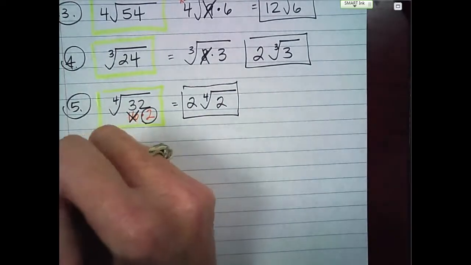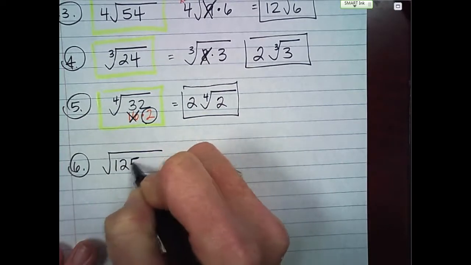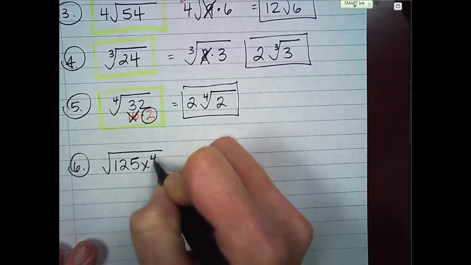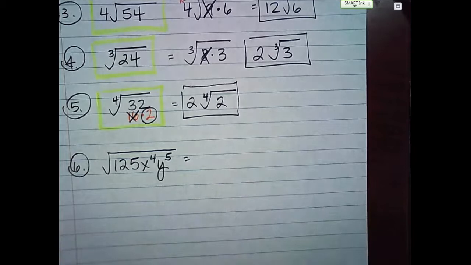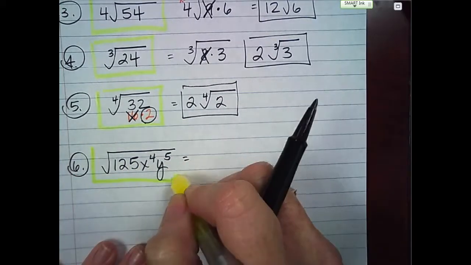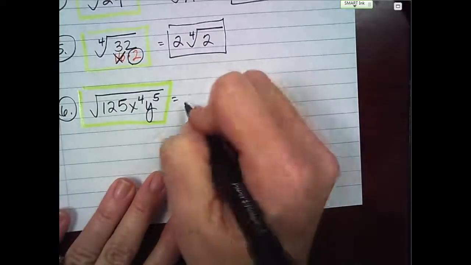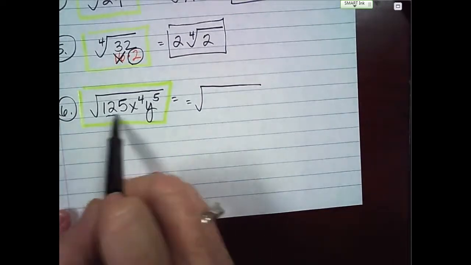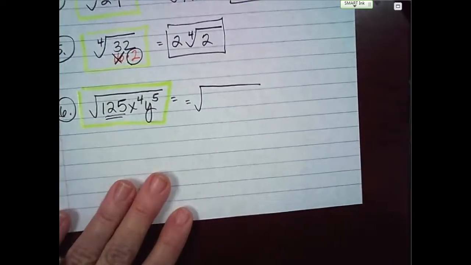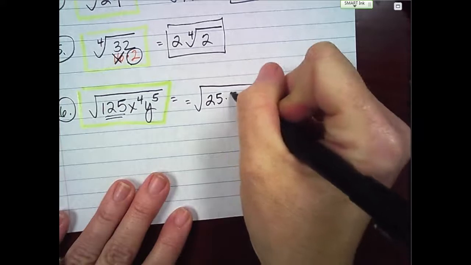Number 6. If you're asked for the square root of 125 times x to the 4th, y to the 5th. Now this one, let's rewrite to the side because we've not done one like this before, and it's a little harder. I'm going to rewrite it inside here. Let's think about it. The easy part is the 125. What perfect square fits in the 125? 25. Okay, so then we're going to do 25 times 5. So that's taken care of.